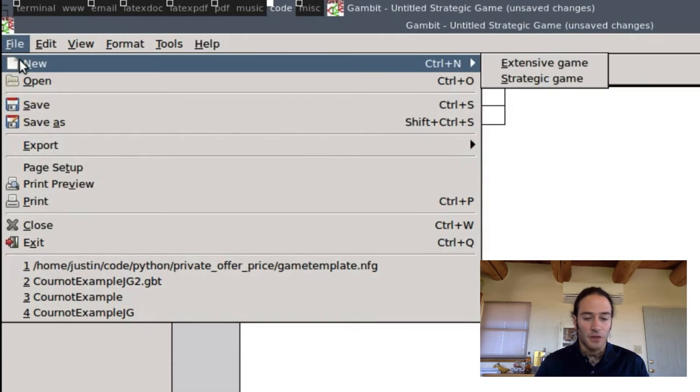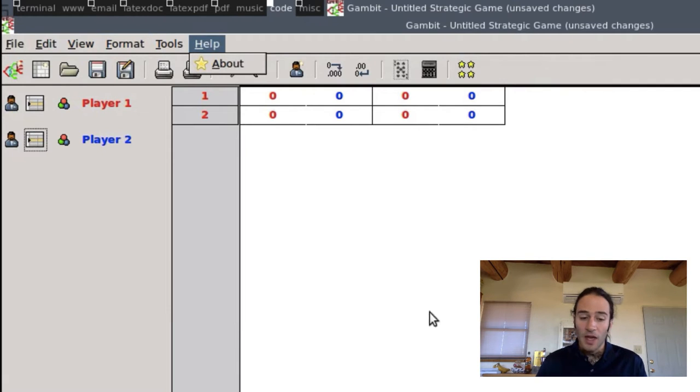So sometimes you might have to go to new, extensive, or strategic game. Strategic game is just a normal form game, and that's what I clicked. And we have a very simple 2x2 game. Player 1 is red, player 2 is blue. Here are the actions. Player 2's actions are not listed. That is a property of Gambit that we can't see player 2's actions, but each column represents a different action of player 2, just like in the normal form game that we modeled by hand.